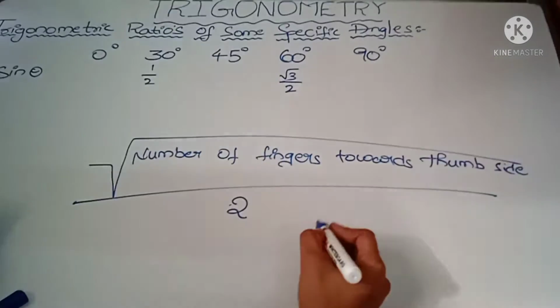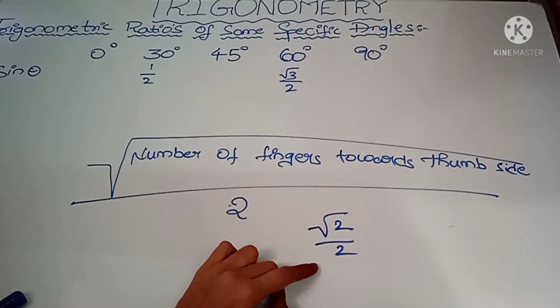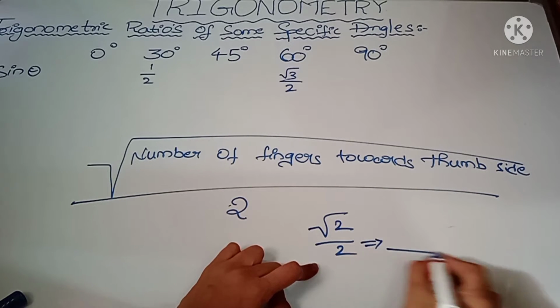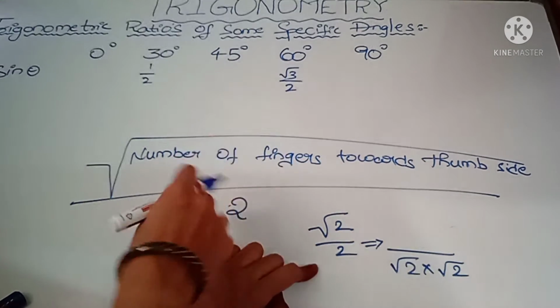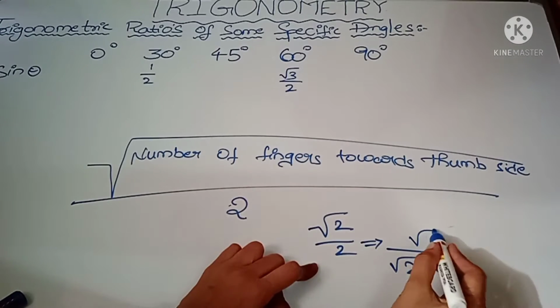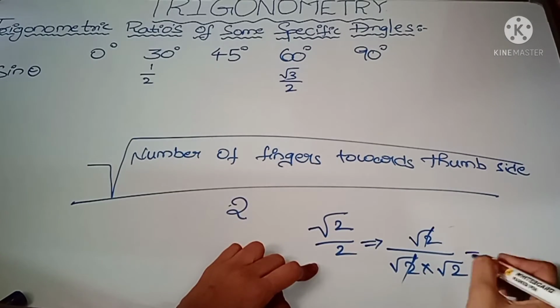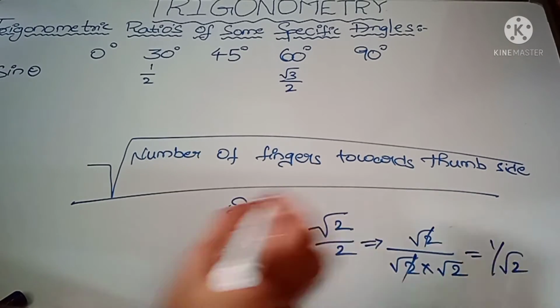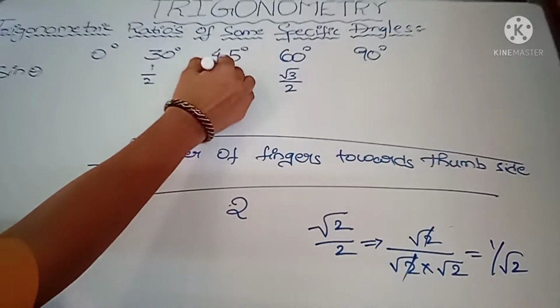Root 2 by 2. Here, 2 can be written as root 2 into root 2. And the numerator is root 2. Root 2 and root 2 get cancelled. What is the value? 1 by root 2. So the value of sine 45 is 1 by root 2.